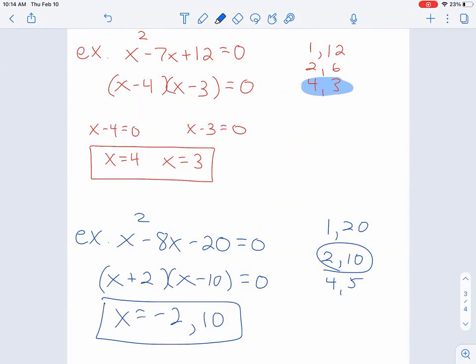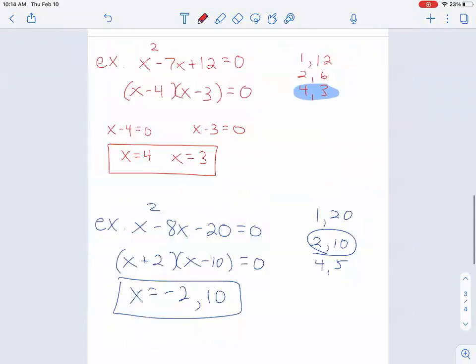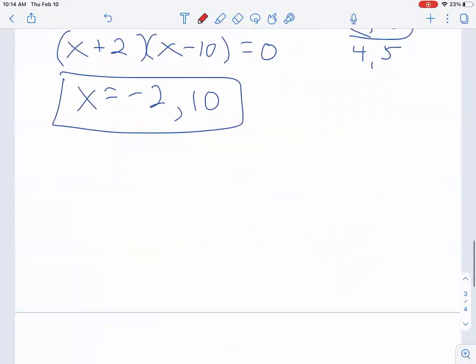All right, you with me still? So a couple of variations, okay? Let's say we had x squared minus 6x equals 16.